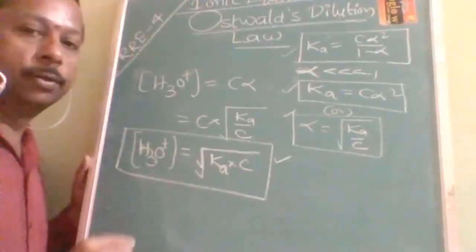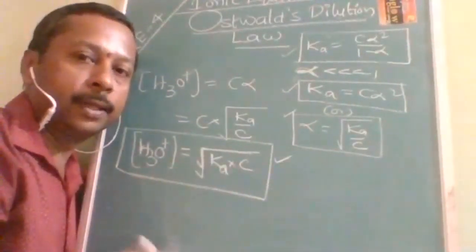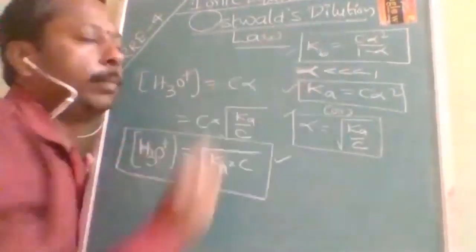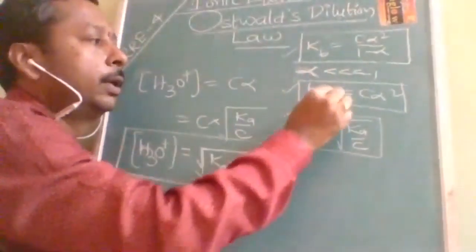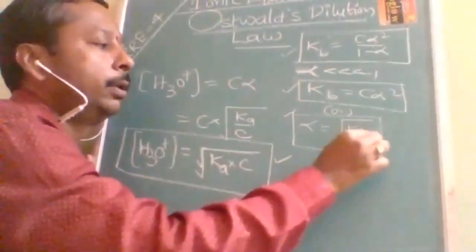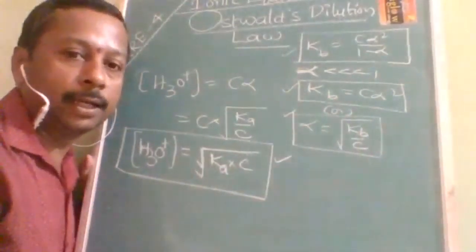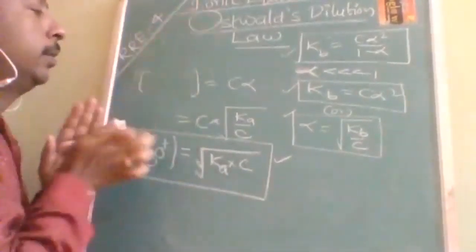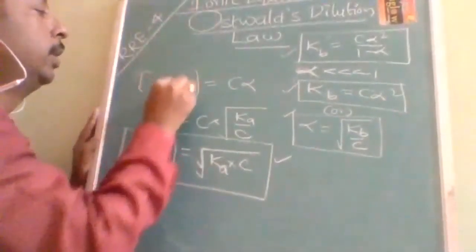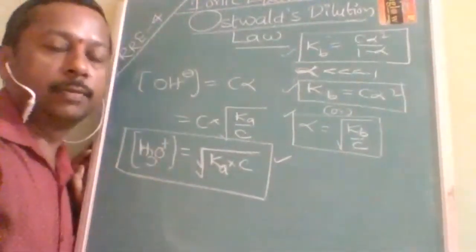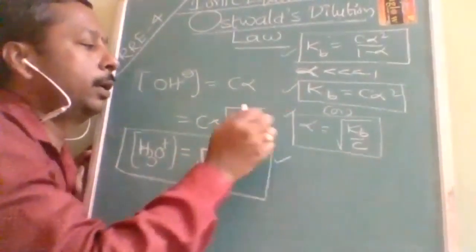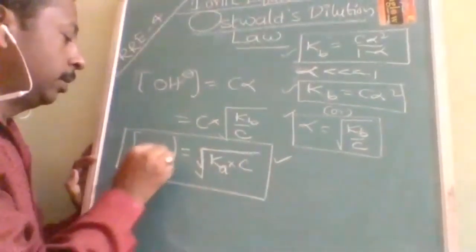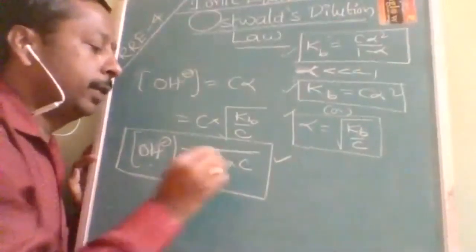Now, this is for the acid. In the same way you can make it for the base also. So here you will write Kb. B stands for base, A stands for acid. Now in place of H3O+, you will get OH minus. The concentration of OH minus will be C alpha. And here you will get Kb, so OH minus will be square root of Kb into C.